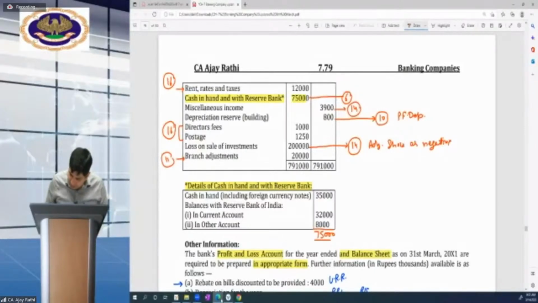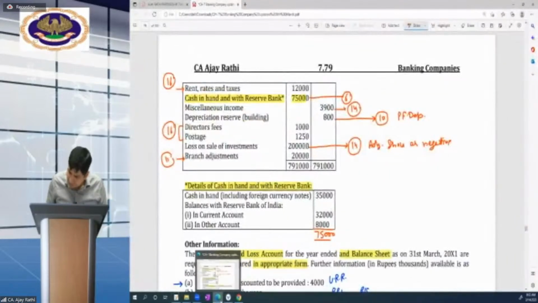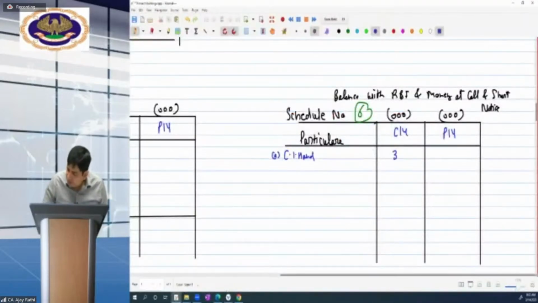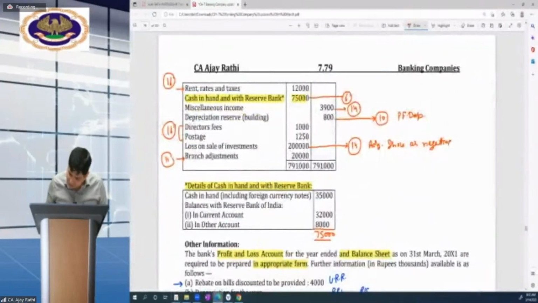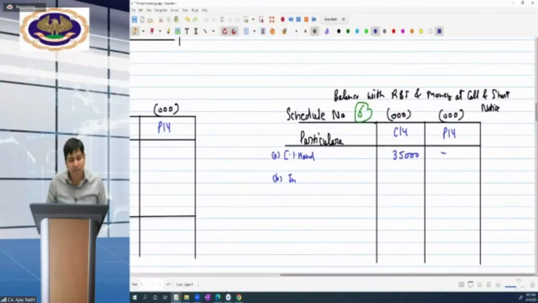Cash in hand. With the RBI we are maintaining cash in hand. Better don't go with the study material solution. There is some mistake. I think someone was asking the same in the starting. Next one is in current account. In current account, we are maintaining with RBI.